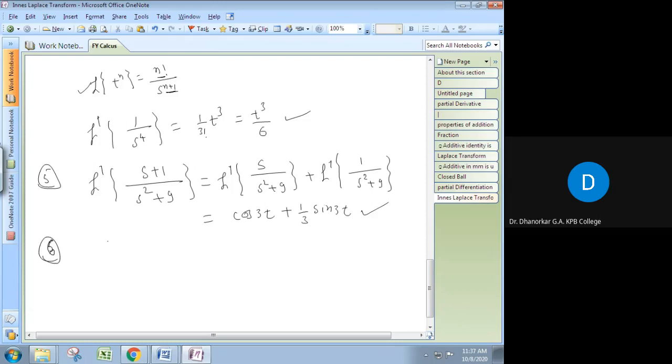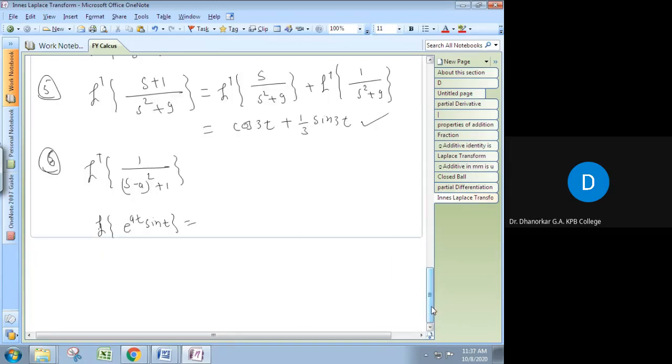Next, we have to find the inverse Laplace transform of, now tell me what will be the inverse Laplace transform of this function. L inverse of 1 divided by (s minus a) whole square plus 1. Before this, I will state this formula and then you can tell me about this. This is the Laplace transform of e raised to power at into sine t. We know this is our property.